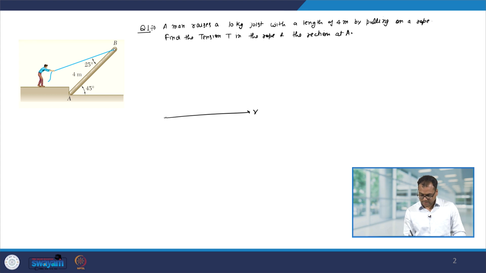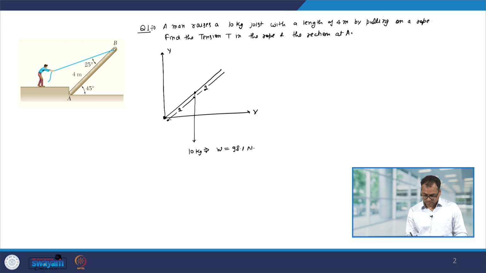So, we have the x axis, the y axis, and we have this joist whose weight is going to act at the center of mass, and it is 10 kg. So, W is 98.1 Newton, and this is going to act at a distance of 2 meter because joist is 4 meter long. At A, we have the reaction forces Ax and Ay. It will not support the moment because it can rotate about A. Now, the tension T will be away from the object, and to find out the value of T, let us take the moment about A.